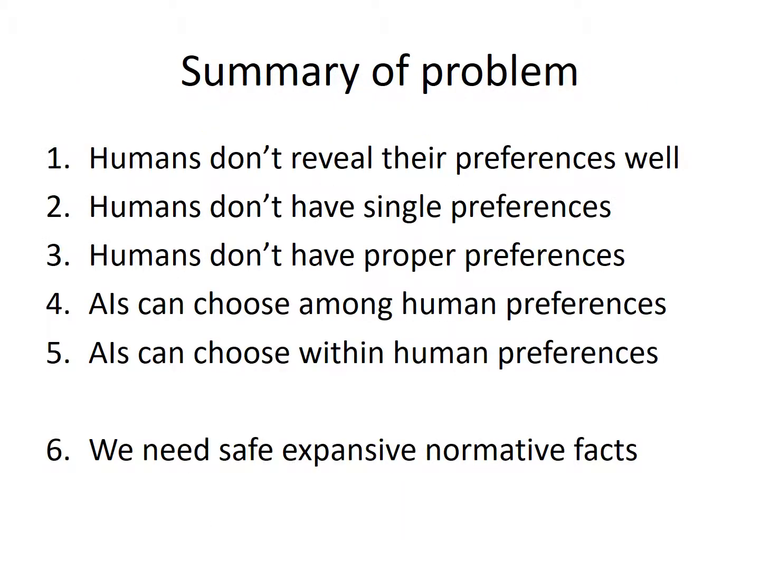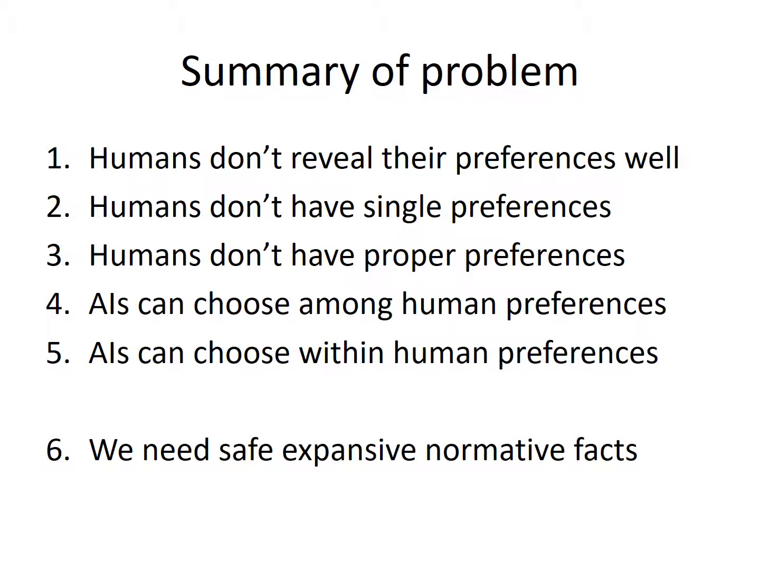So in summary, humans don't reveal their preferences well. Whatever our preferences are and how they're expressed, it is not an easy connection between them. Humans don't have single preferences. We have multiple preferences competing with each other. Humans don't have proper preferences. We have things like preferences over beliefs, beliefs over preferences over beliefs, preferences over beliefs of others, and things of that nature. AIs can choose among human preferences with great subtlety if need be.